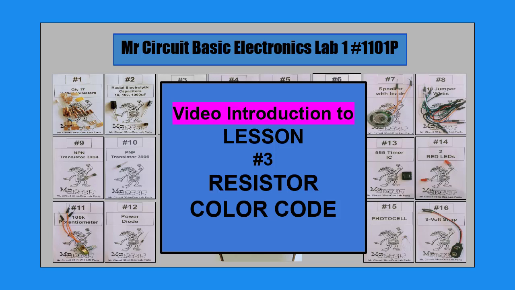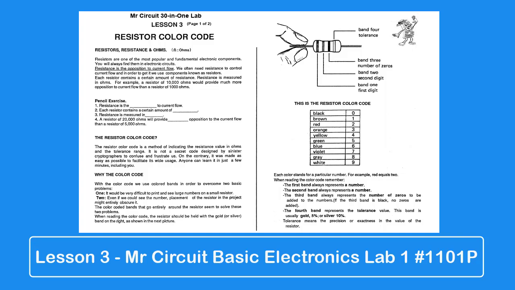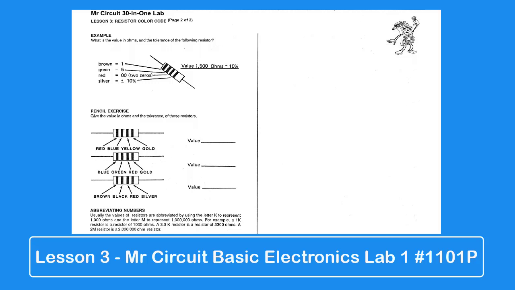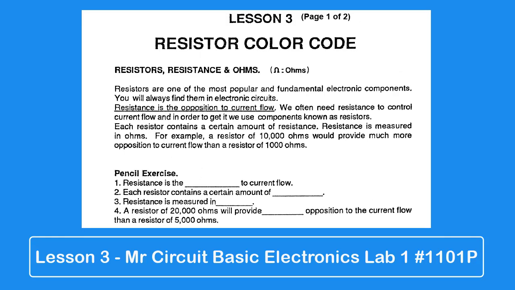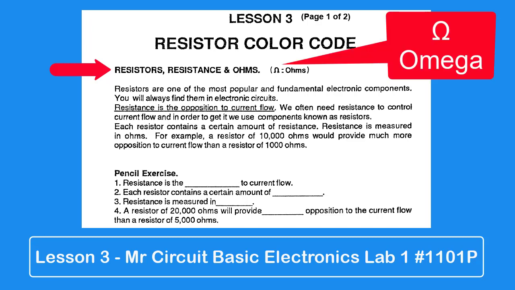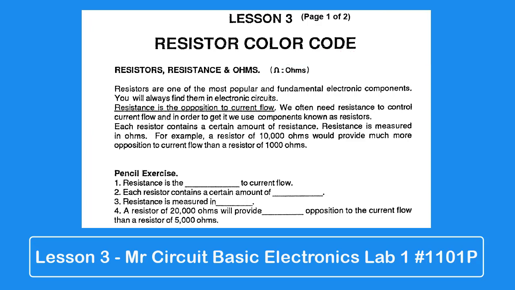Let's get started with Lesson 3 of the Mr. Circuit 30-in-1 lab. Find that page. There are 2 pages actually. Lesson 3 has 2 pages. It's on the resistor color code. Resistors, resistance, and ohms. And to the right of that, you see the little omega sign. That is what we use for ohms. All right, let's read it all and fill out the pencil exercises.